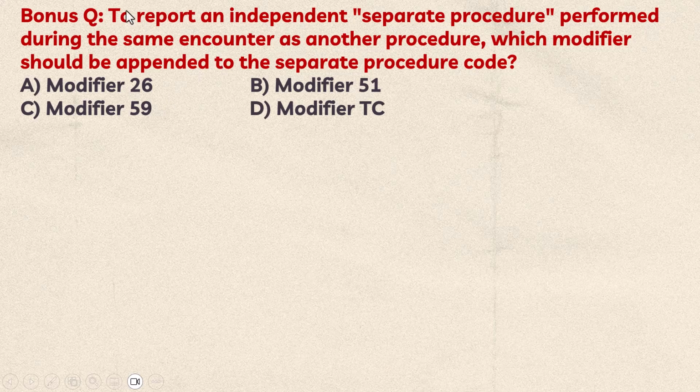A bonus question: to report an independent separate procedure performed during the same encounter as another procedure, which modifier should be appended to the separate procedure code? A. Modifier 26, B. Modifier 51, C. Modifier 59, D. Modifier TC. So take your CPT code book and answer this question. Please leave the answer in the comment section. If you need the answer for this question, please check the pinned comment.